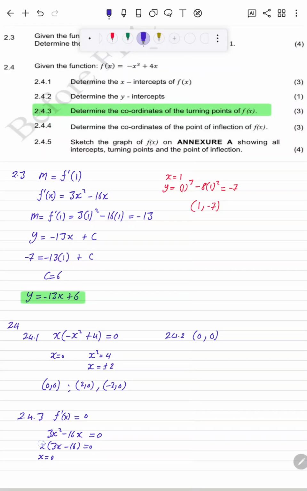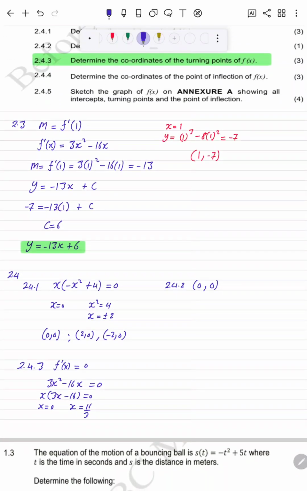x is going to be 0. That is x. And then the stuff in the bracket, when you set it to 0, you're going to have 16 going to the other side, and you're going to divide it by 3. But we need 2 points. Remember, we're looking for the coordinate. So we need to find f of 0.